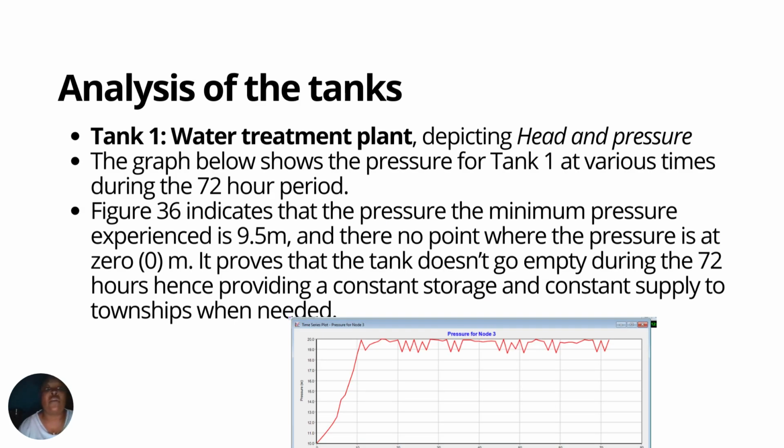Now for analysis of the tanks. Now for tank 1, the water treatment plant, depicting head and pressure. The graph below shows the pressure for tank 1 at various times during the 72-hour period simulation. The 72-hour period was given in the brief. Now this graph just shows the head and pressure for tank 1.